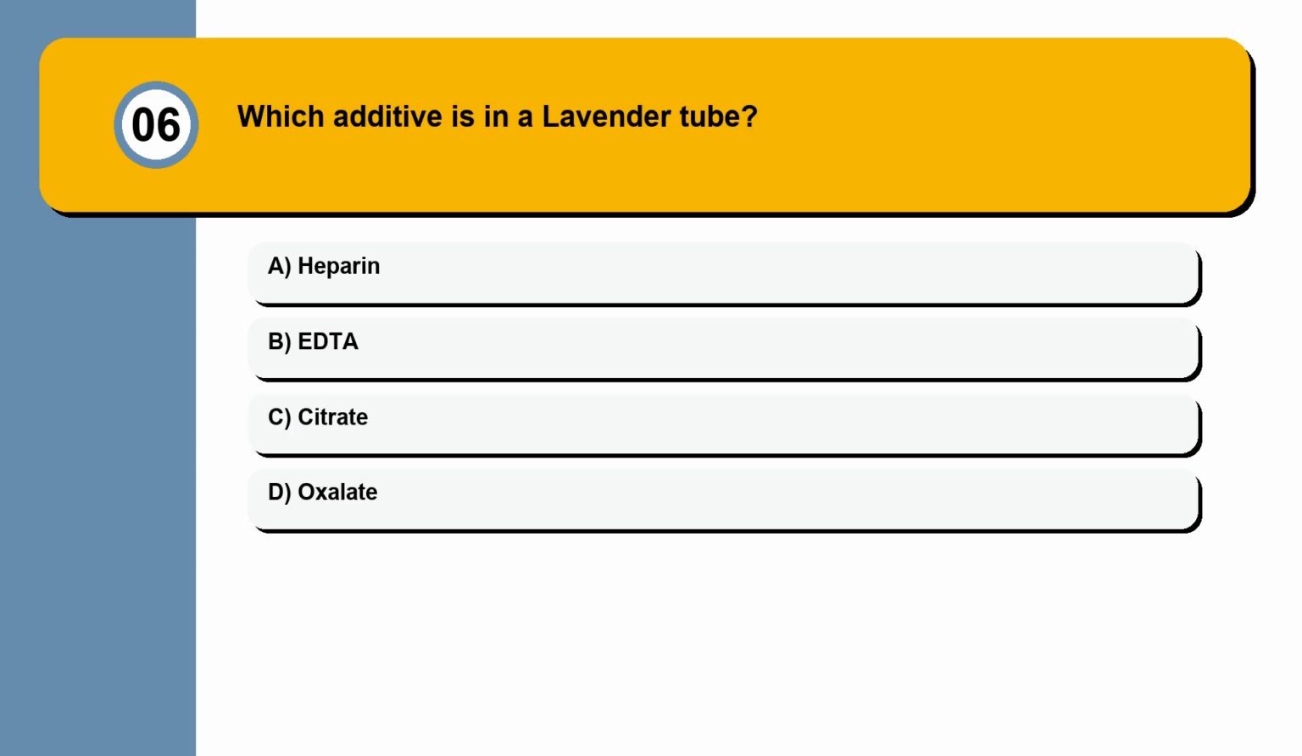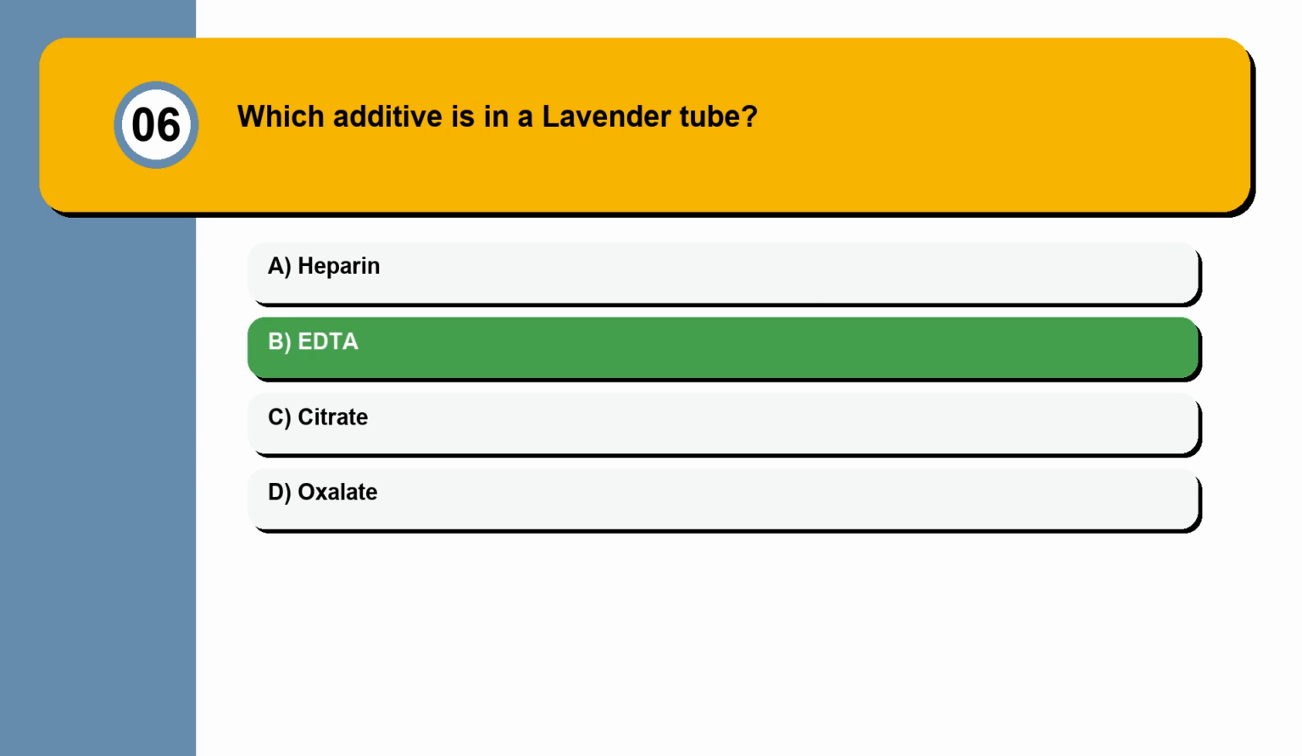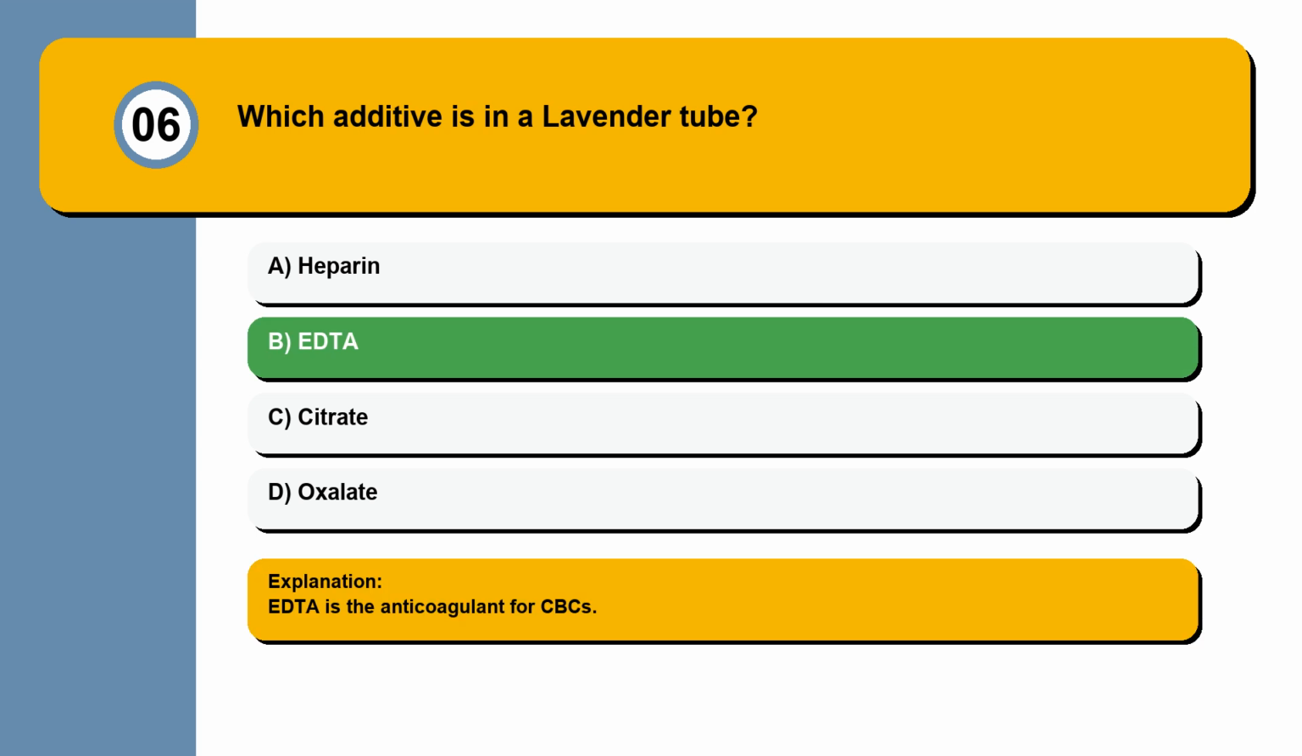Question 6. Which additive is in a lavender tube? Heparin, EDTA, citrate, oxalate. EDTA is the anticoagulant for CBCs.